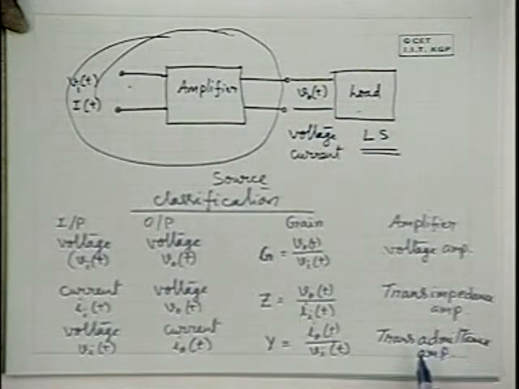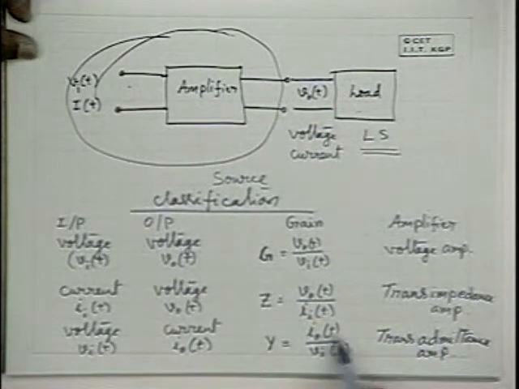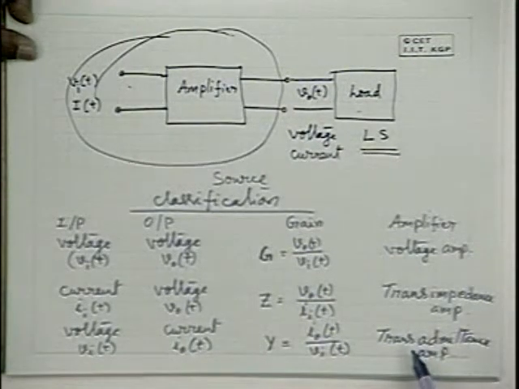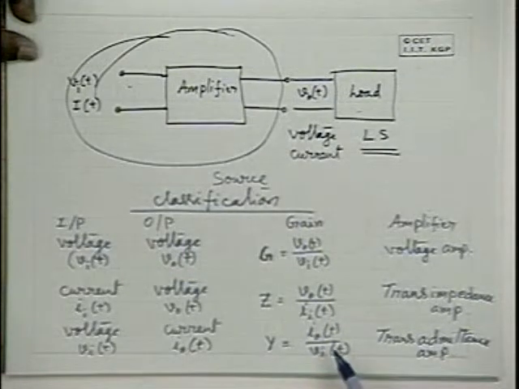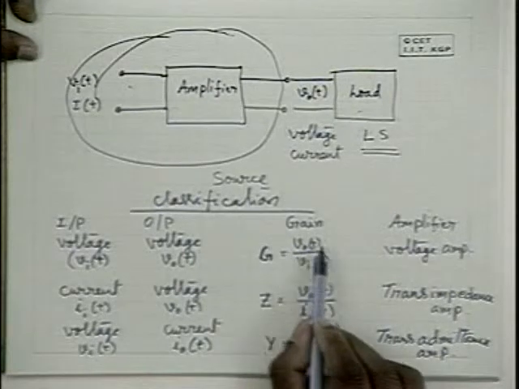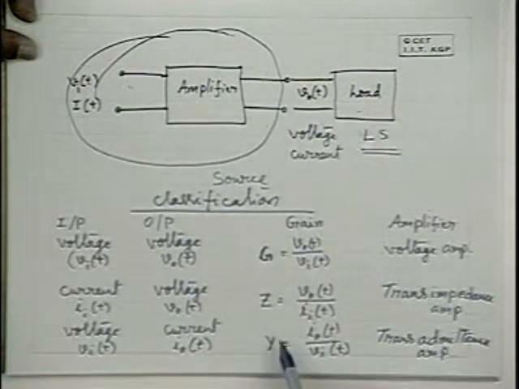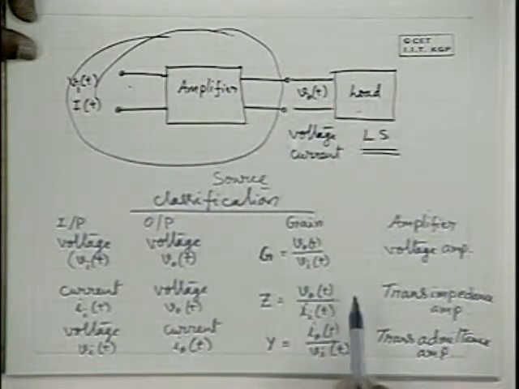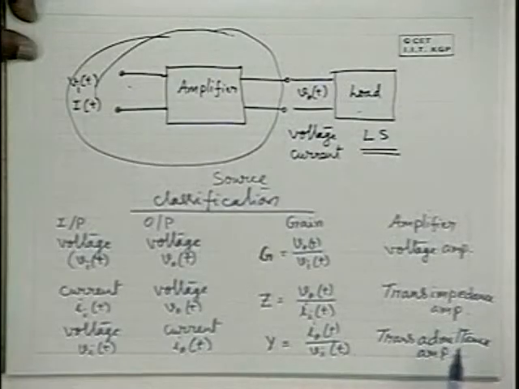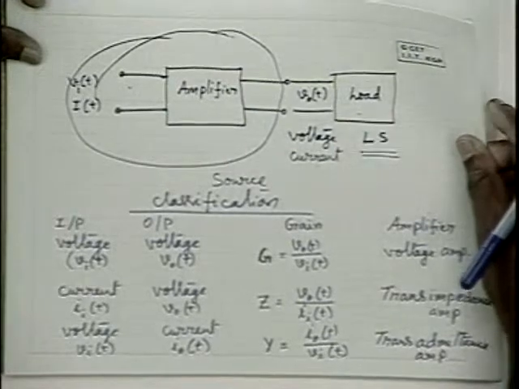And if the amplifier is working at low frequencies, so this ratio is real in nature, then it can be called a transconductance amplifier. An amplifier has capacitances in it, junction capacitances and circuit capacitances, etc., because of which in general these ratios are complex. At low frequencies, however, they can be approximated to be real quantities. Hence, they can be trans resistance amplifier and trans conductance amplifier rather than trans impedance and trans admittance amplifiers.